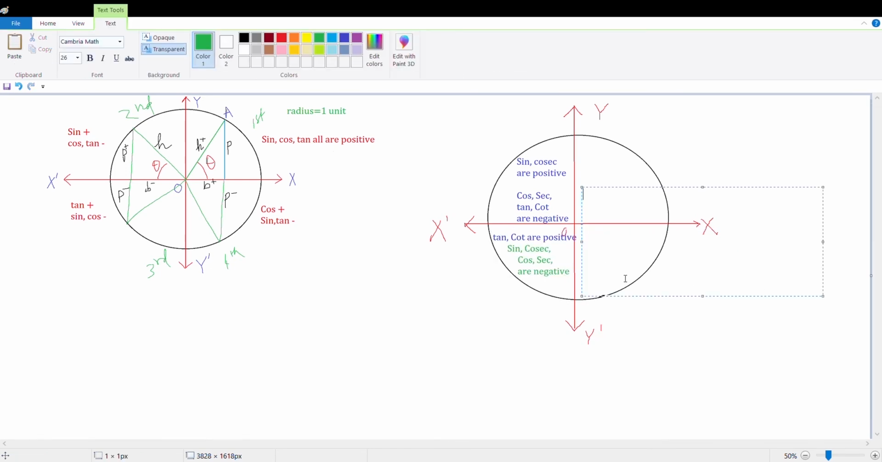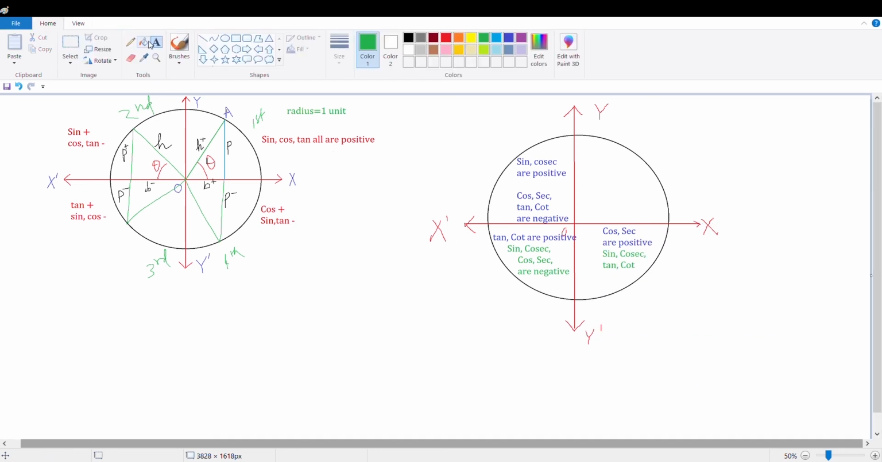Okay. Then on the fourth quadrant, cos and sec are positive, and sine, tan, and cot are negative.